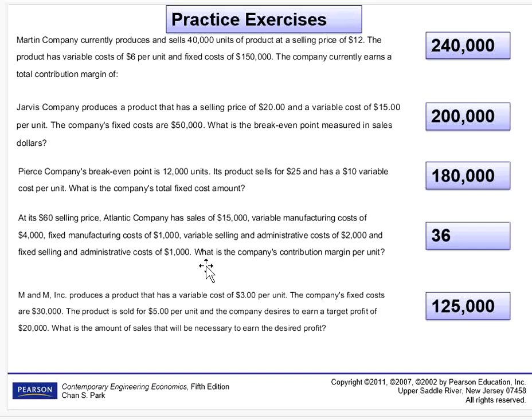Fixed manufacturing cost is given. Variable selling and administrative costs. Now they have another type of variable cost, 2,000, and another fixed cost. So they have 2V and 2F only. This is the difference, right? What is the company's contribution margin per unit?